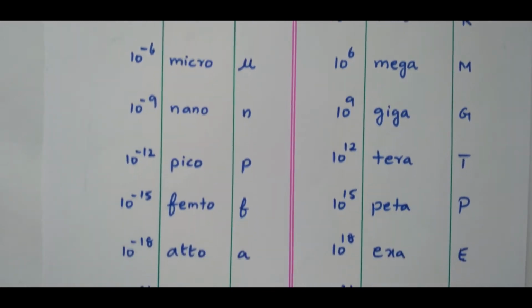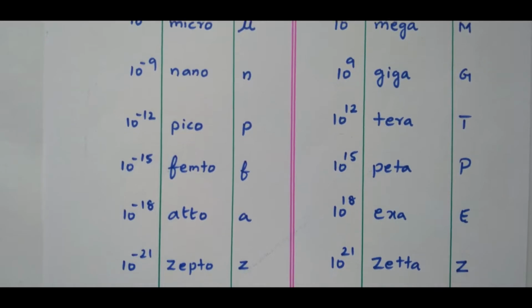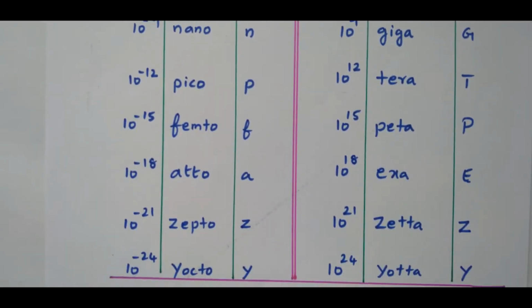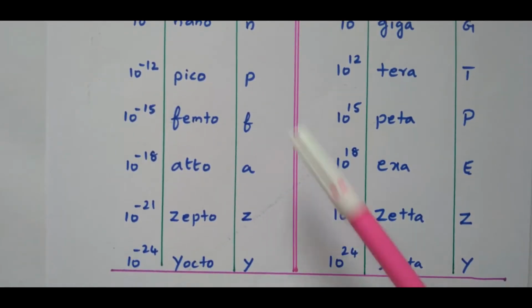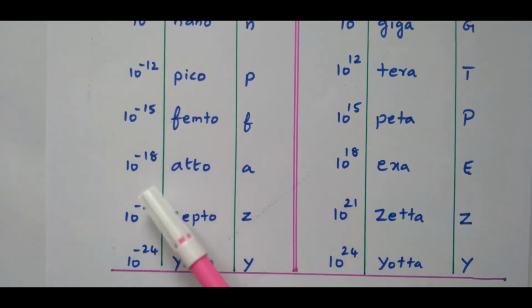The symbol is p. 10 to the power minus 15 is femto. The symbol is f. 10 to the power minus 18 means atto, a. 10 to the power minus 21 means zepto, z. 10 to the power minus 24 means yocto, y. So we can represent the units using these prefixes, from 10 to the power minus 1 to 10 to the power minus 24.